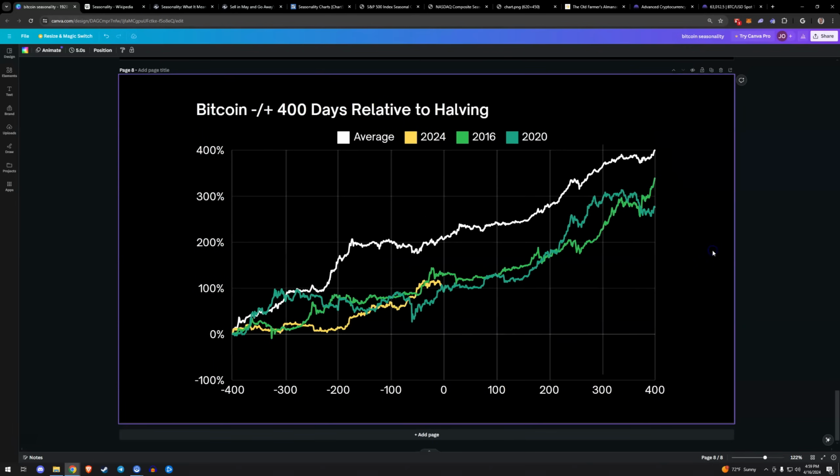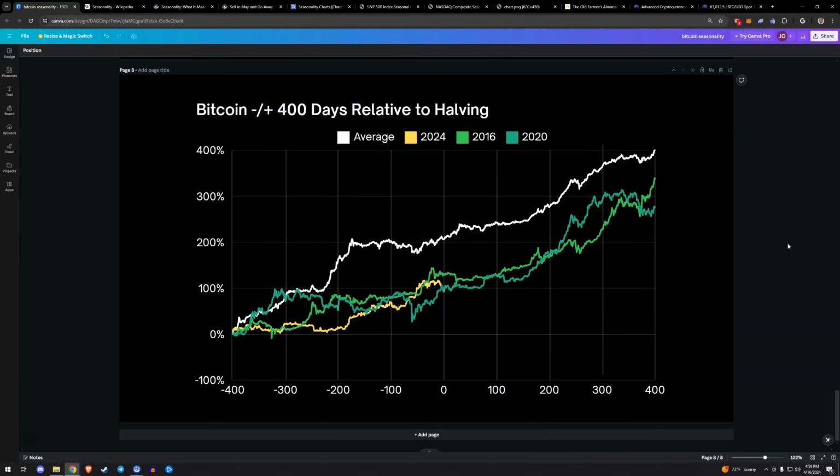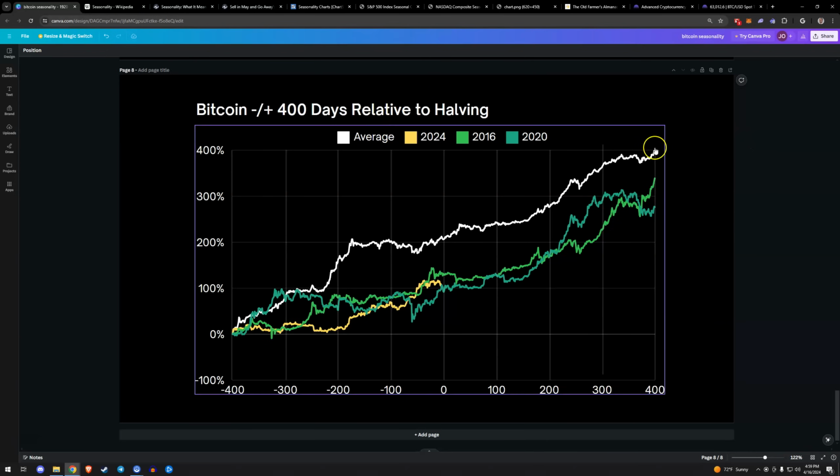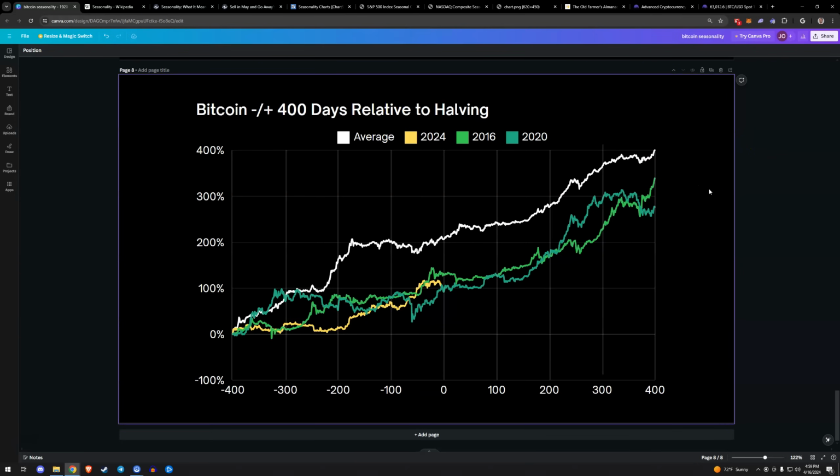And then if we look at Bitcoin plus or minus 400 days relative to halving, you can slice and dice this a bunch of different ways. You can look at the cycle low, you can look at the cycle high. If we just normalize this for 400 days plus or minus, I threw out 2012 because it's quite an outlier. The average includes 2012, so I would say that's the most optimistic path, including 2012 in the average there.